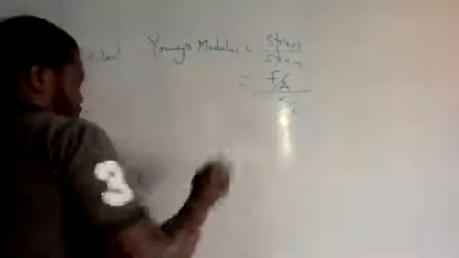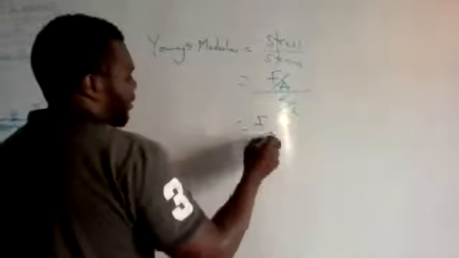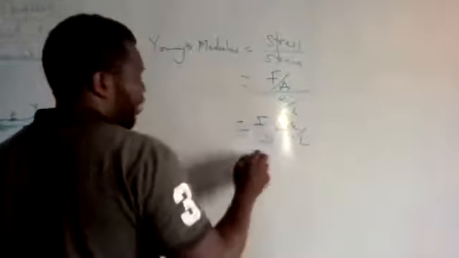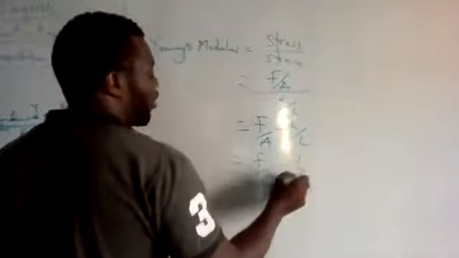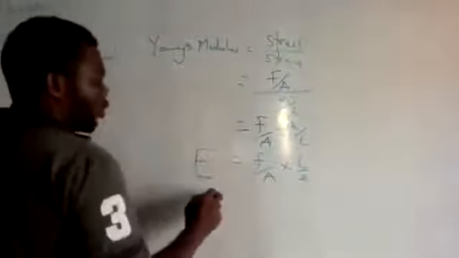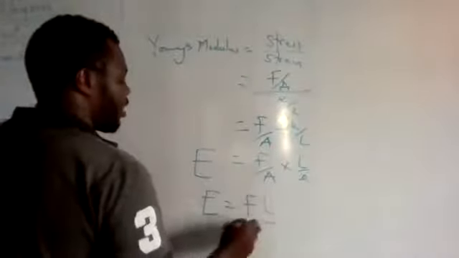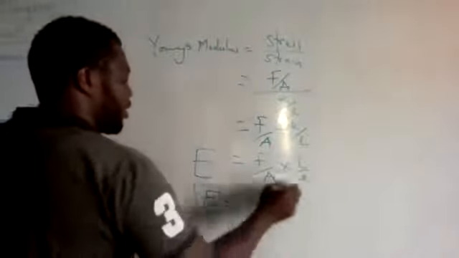From there, we can see that this is F over A divided by e over L, and that becomes F over A times L over e. So this is our formula for Young's modulus: E equals FL over Ae. Very simple and direct.